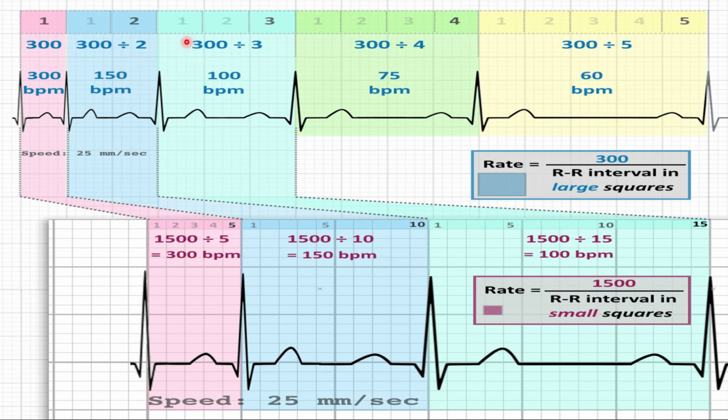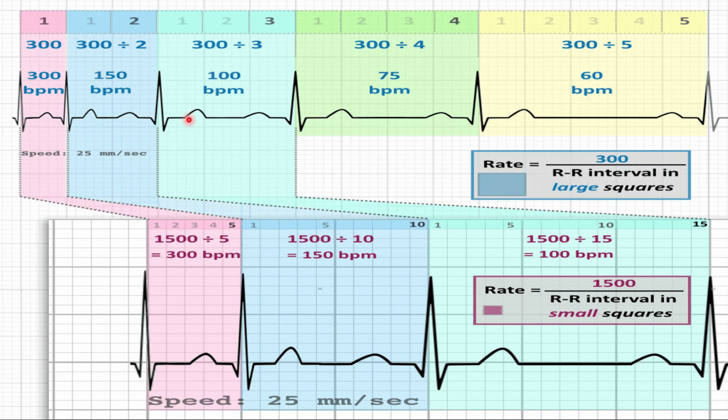Next, when there are three large squares between two RR intervals, the heart rate will be 300 divided by 3 and it will be 100 beats per minute. When you get four large boxes between two RR intervals, the heart rate will be 300 divided by 4 and it will be equal to 75. And in case of five large squares, the rate will be 300 divided by 5 is equal to 60.